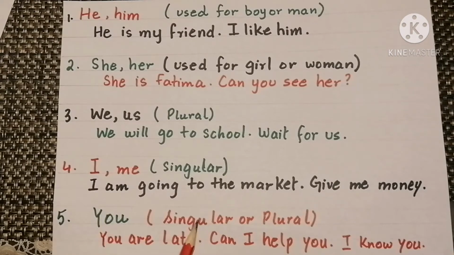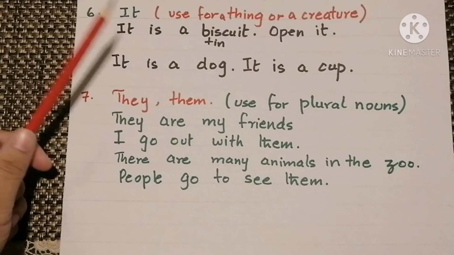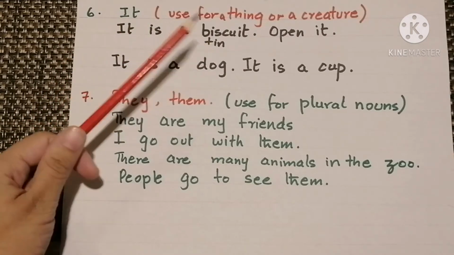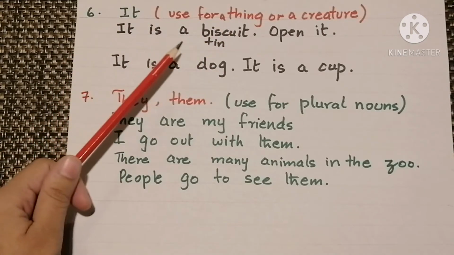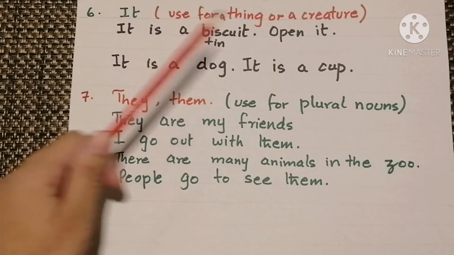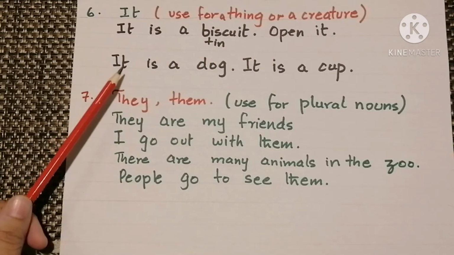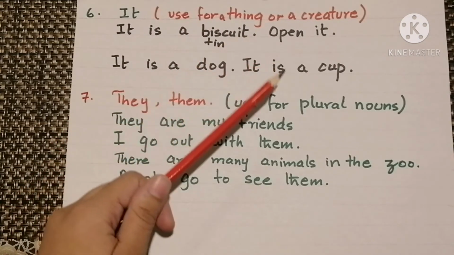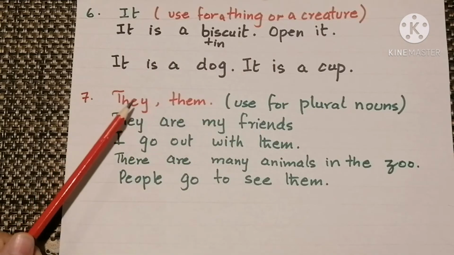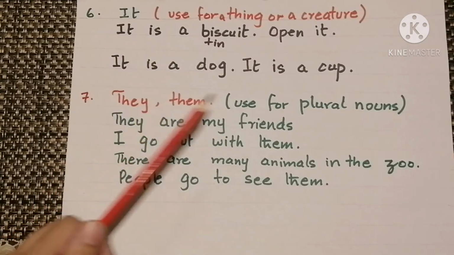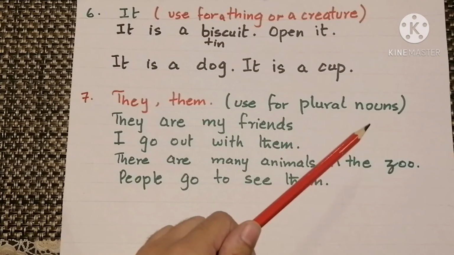You is used for singular and plural. You are late. Can I help you? I know you. It is used for a thing or a creature. It is a biscuit tin. Open it. It is a dog. It is a cup.